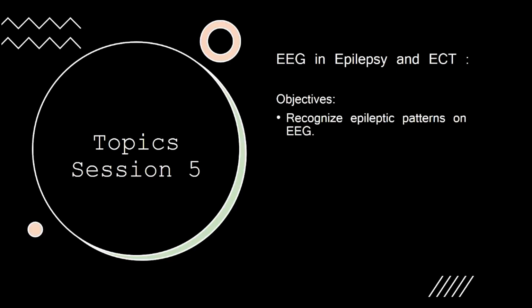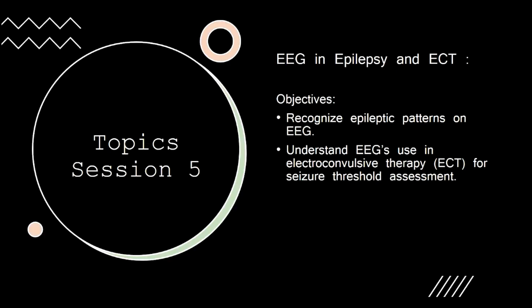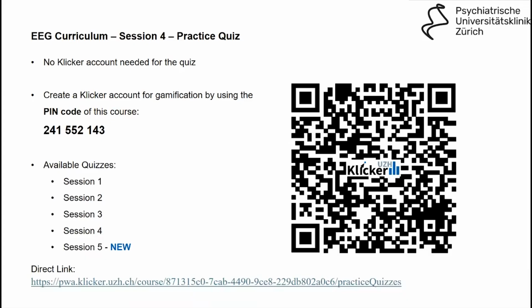The main objective for today's meeting is to recognize epileptic patterns in the EEG, which is one of the main tasks we have to carry out when looking at EEG. The second big objective is to understand EEG's use in electroconvulsive therapy, ECT, for example, for seizure threshold assessment and assessment of the duration of the seizure. And in the end, hopefully, we'll find time for another EEG case report, and let's see how far we can get. So let's start with a few hints.